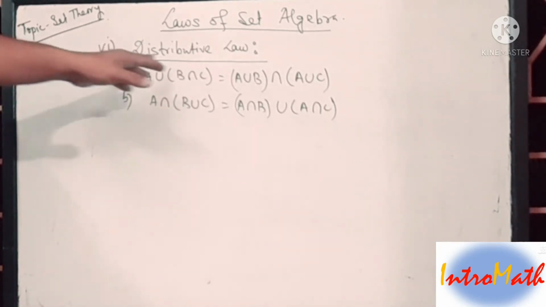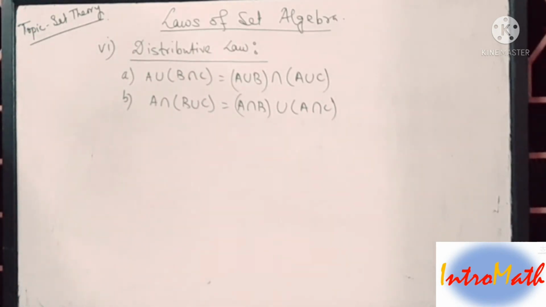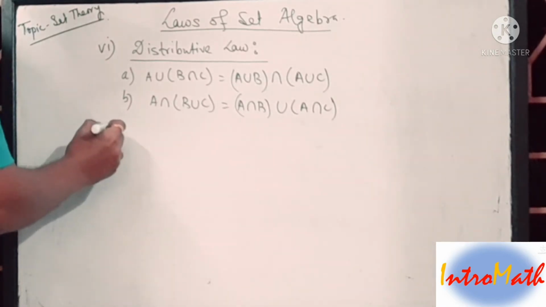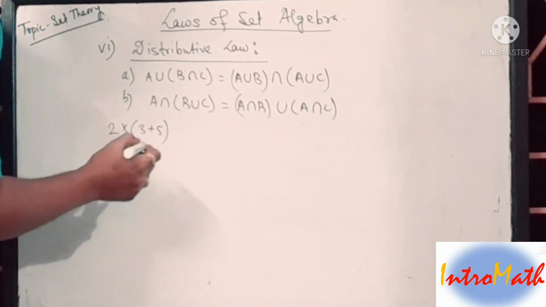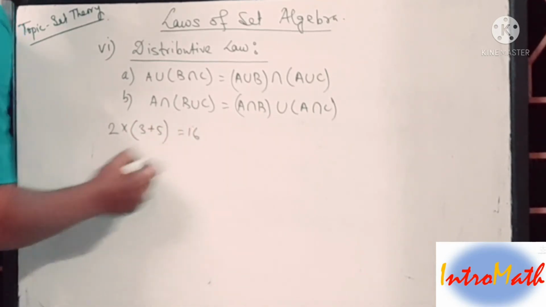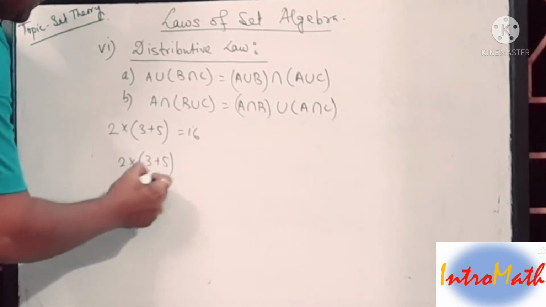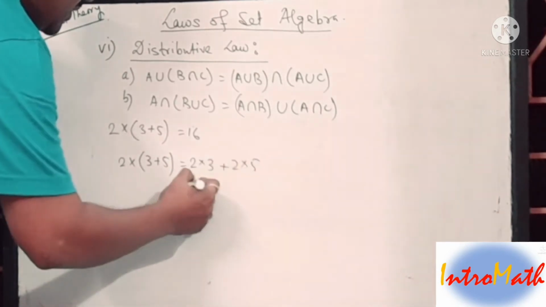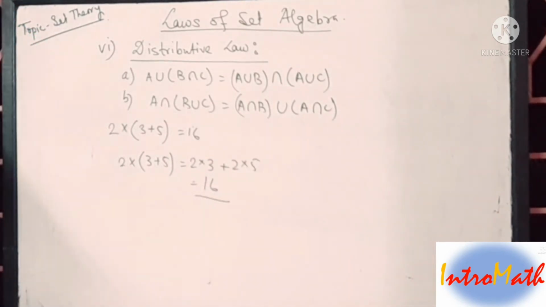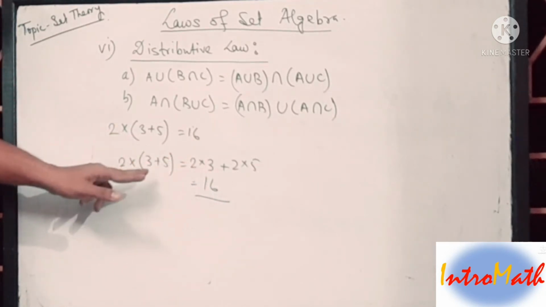Next, the distributive law, the distributive property. Firstly, if we recall this property, 2 into (3 plus 5) is equal to 16. Now 2 multiplied by (3 plus 5), we know, is equal to 2 into 3 plus 2 into 5. This also yields 16. So this is the distributive property in normal algebra.